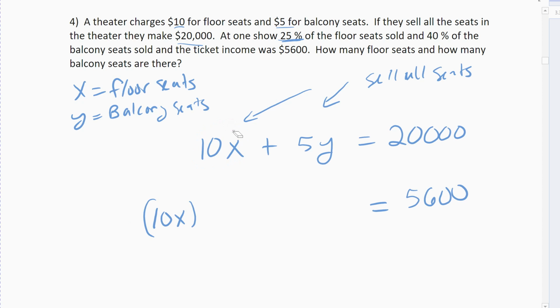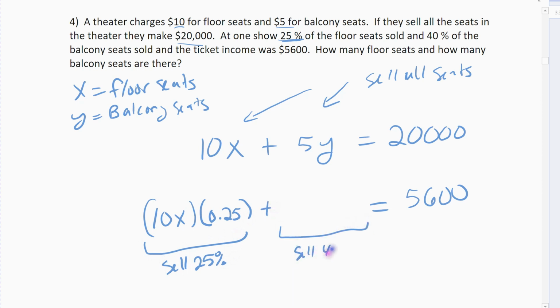Well, how do I figure out 25% of all of them? Well, you take your number, and if I had just the 10, 25% of 10 would be 10 times 0.25, which comes to 2.5. You do the same thing there. You multiply that times your percent as a decimal. And that would be when you sell 25%. And then you do the same thing for the balcony seats. You're going to sell 40%.